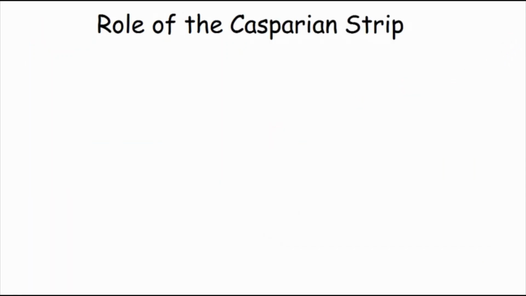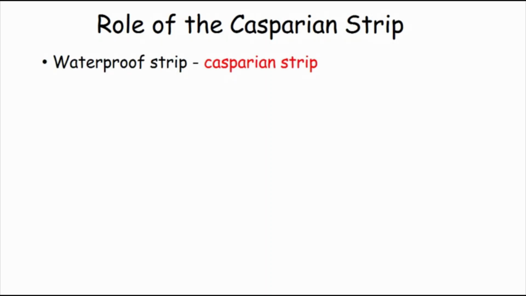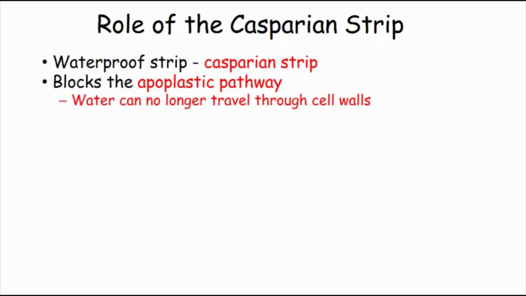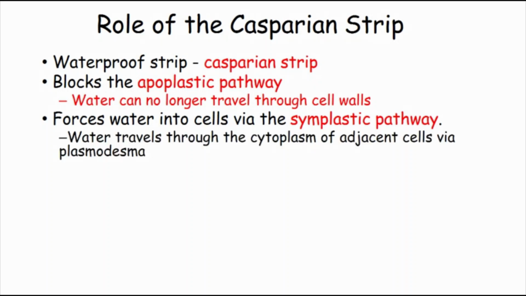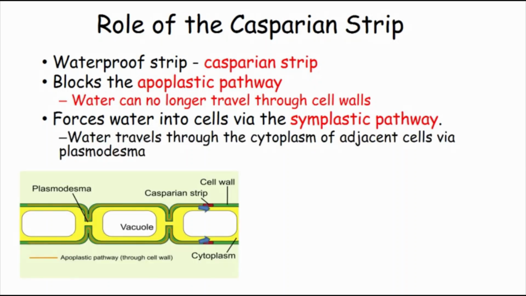So we're going to go back and have a look at the Casparian strip. And this is a waterproof strip that's going to block the apoplastic pathway. This means that water can no longer travel through the cell walls and instead is forced into the symplastic pathway, where then it will pass through the cytoplasm of adjacent cells through plasmodesma.